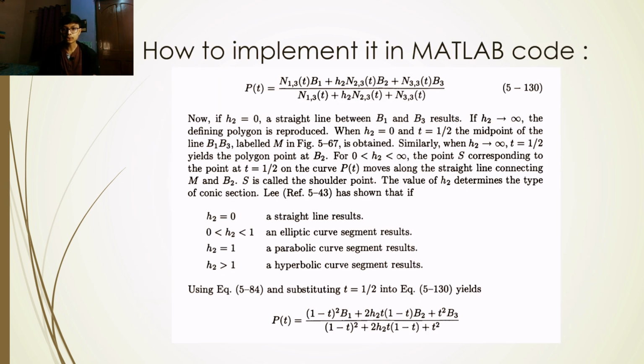Using the 3 control points, I will choose h1 and h3 equal to 1, and the value of h2 will define what kind of conics we can draw using a NURBS curve. It is listed below: if h2, the weight associated with the second control point, is equal to 0, then we get a straight line. If h2 lies between 0 and 1, we get an ellipse. If h2 is equal to 1, we get a parabolic curve, and if h2 is greater than 1, we get a hyperbolic curve. If we substitute t equal to half in this equation, we get this particular notation.